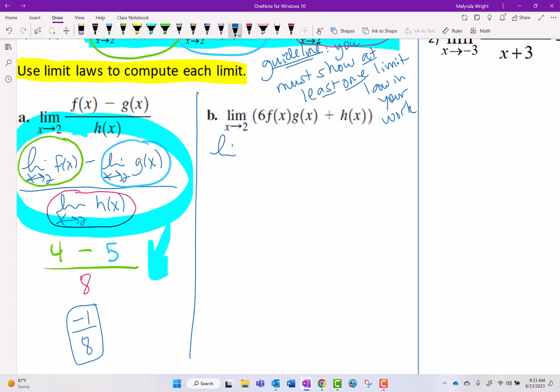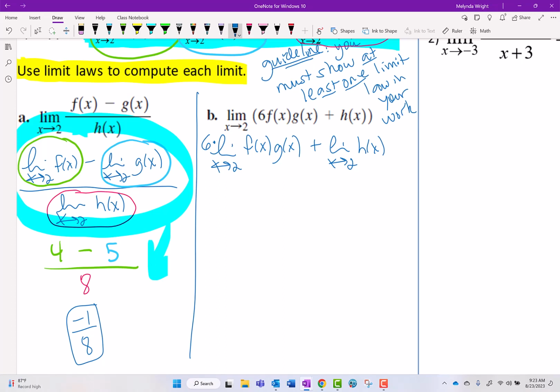So I'm going to say the limit as x goes to 2. I'm going to pull that 6 out. 6 times the limit as x goes to 2 of f of x, g of x, plus the limit as x goes to 2 of h of x. That's the first thing I'm going to do. It's kind of like order of operations. I want to go inside there and pull that apart one piece at a time.